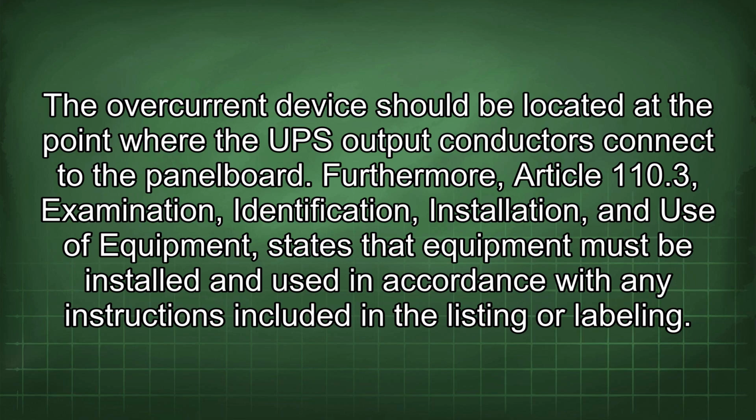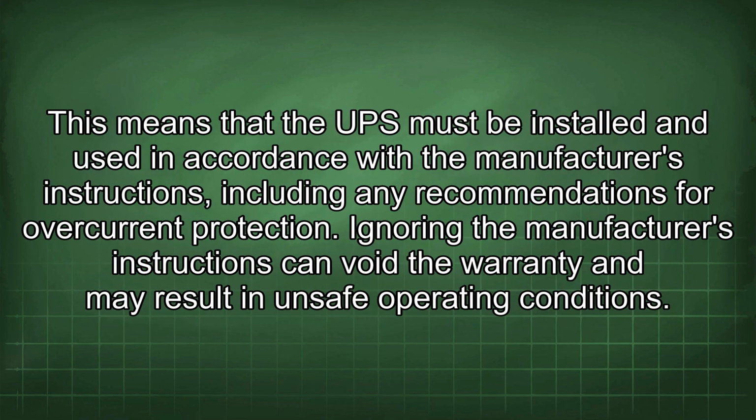Furthermore, Article 110.3, Examination, Identification, Installation and Use of Equipment, states that equipment must be installed and used in accordance with any instructions included in the listing or labeling. This means that the UPS must be installed and used in accordance with the manufacturer's instructions, including any recommendations for overcurrent protection. Ignoring the manufacturer's instructions can void the warranty and may result in unsafe operating conditions.